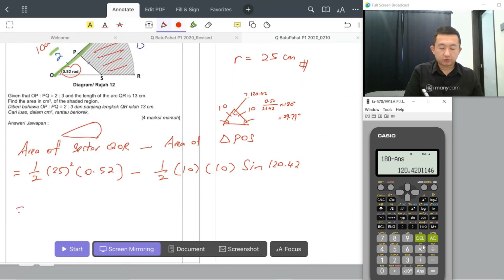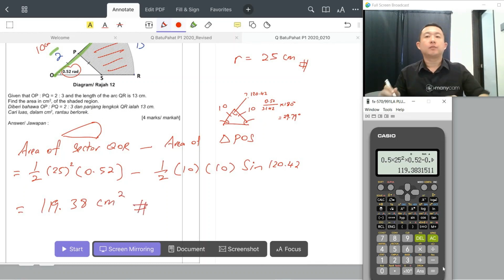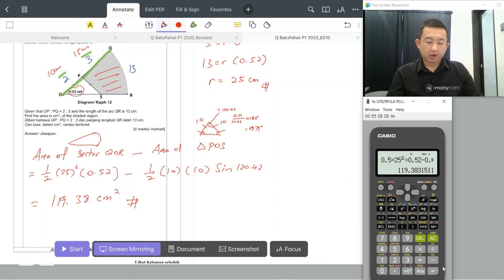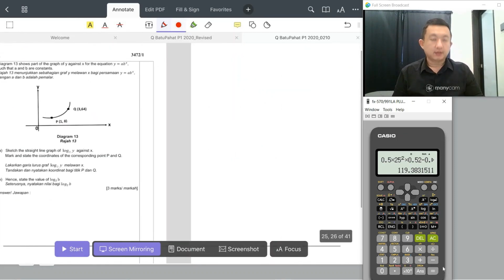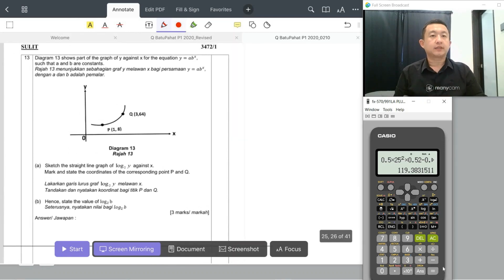and then you put everything here into your calculator and you find the answer for the area of the shaded region. 0.5 multiplied by 25 squared multiplied by 0.52 minus 0.5 multiplied by 100 multiplied by sine 120.42, which is 119.38 cm square. Okay, that is 12. And we go on with number 13.